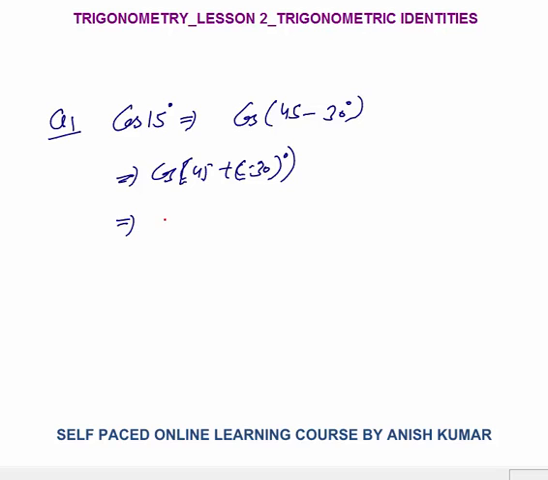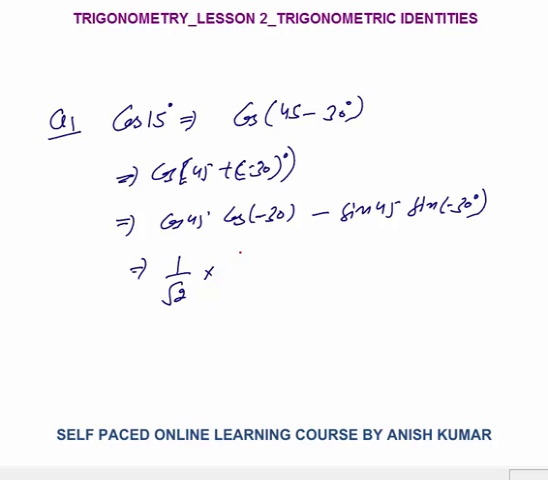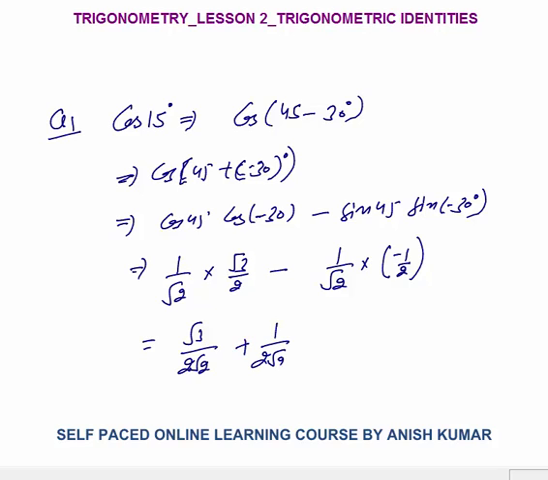is equal to cos A cos B minus sin A sin B. You can easily calculate. Cos 45 is 1 by root 2. Cos of minus 30 is cos 30, since cos of minus theta is cos theta. Cos 30 is root 3 by 2. Sin 45 is 1 by root 2. Sin of minus 30 is minus sin 30, which is minus 1 by 2. So can I say this is equal to root 3 over 2 root 2, plus 1 upon 2 root 2. So the answer would be root 3 plus 1 upon 2 root 2. That will be your final answer for cos 15.